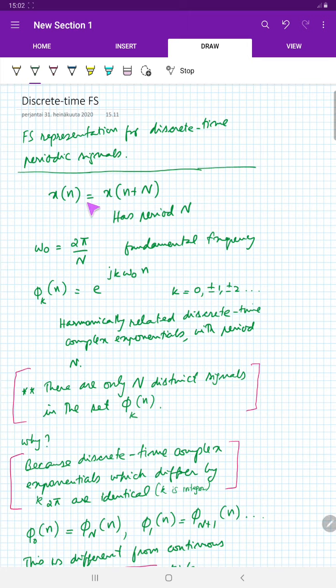As you know, in the discrete case, x of n is called periodic with the period capital N if x of n is equal to x of n plus N, and the smallest such capital N is the fundamental period. And if N is the fundamental period, the fundamental frequency in radians per sample is given as omega naught equal to 2 pi by N. Now, there are several important differences between continuous time and discrete time periodic signals.